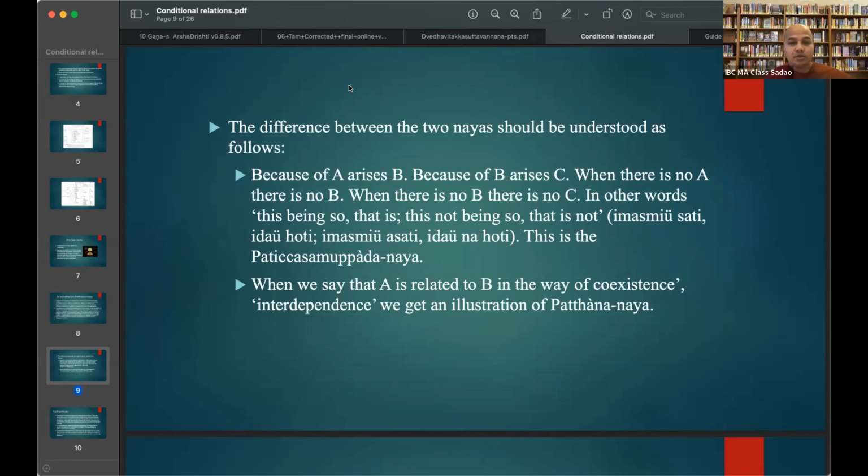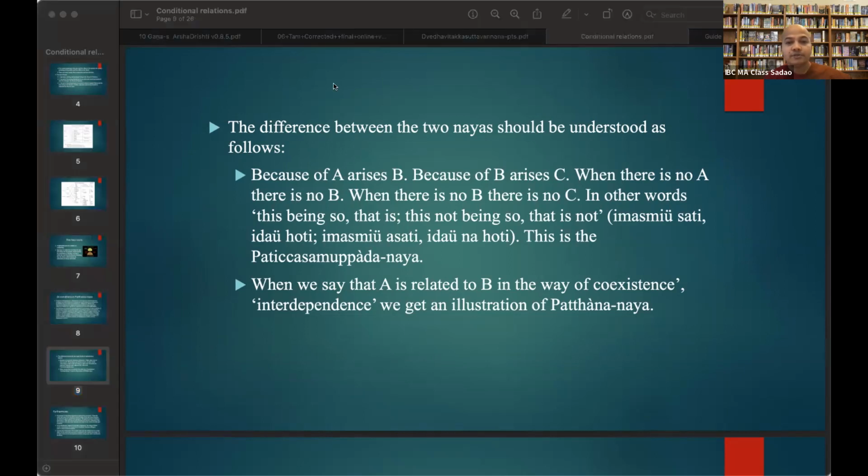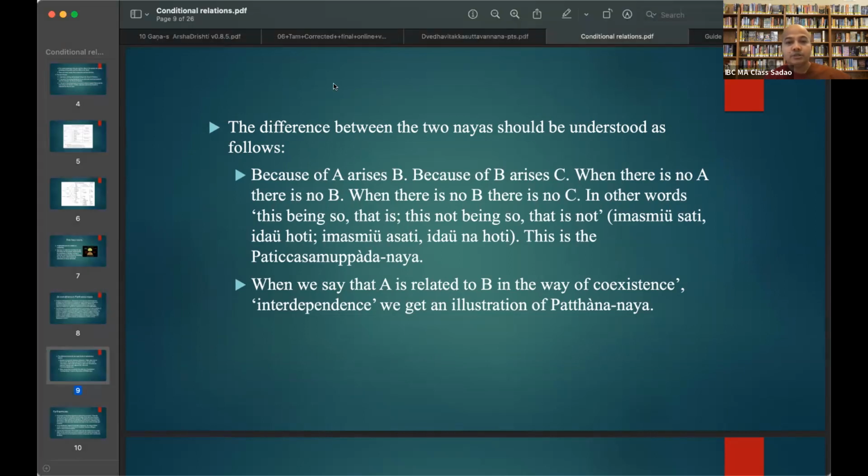Yes. Okay, let's look at this exposition talking about the difference between the two approaches. The difference between the two nayas should be understood as follows. Because of A arises B, because of B arises C. When there is no A, there is no B. When there is no B, there is no C. In other words, this being so, that is. This not being so, that is not. So this is what we normally discuss when talking about the 12 nidanas of Paticcasamuppada.